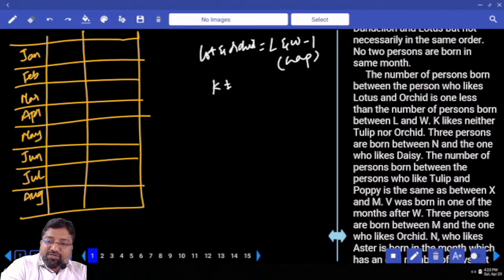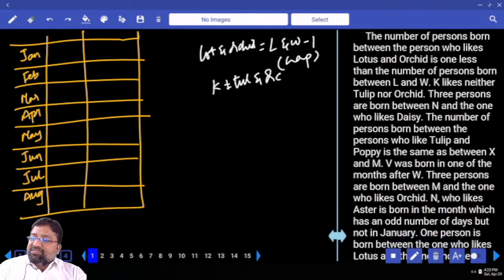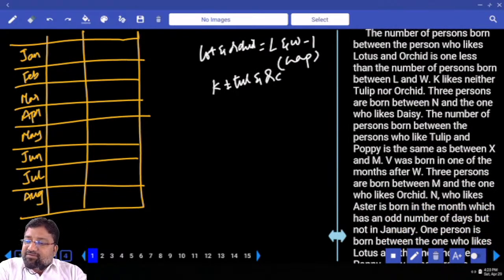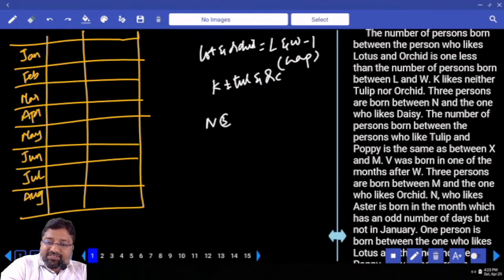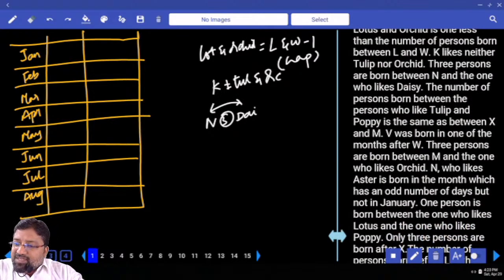K is not equal to tulip and orchid. Next, 3 persons are born between N and the one who likes daisy. 3 persons between N and the one who likes daisy. I'm not sure about their position. The number of persons born between the person who likes tulip and poppy is the same as X and M.